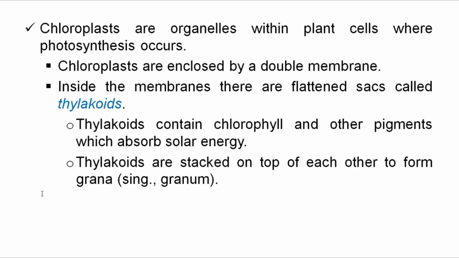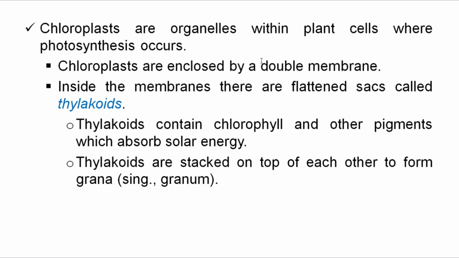Chloroplasts are organelles within the plant cell where photosynthesis occurs. So the site of photosynthesis is the chloroplast, or chloroplasts are the site of photosynthesis. They are organelles within the cells, like mitochondria, endoplasmic reticulum, and others. So chloroplasts are organelles within the plant cell where photosynthesis occurs.